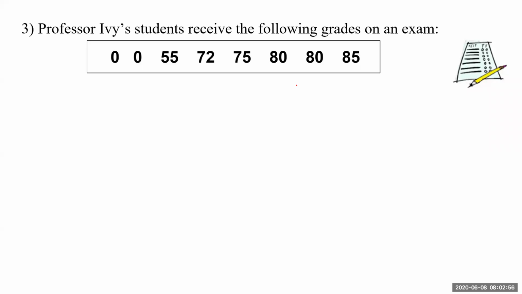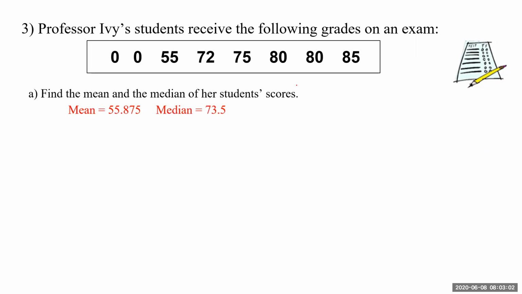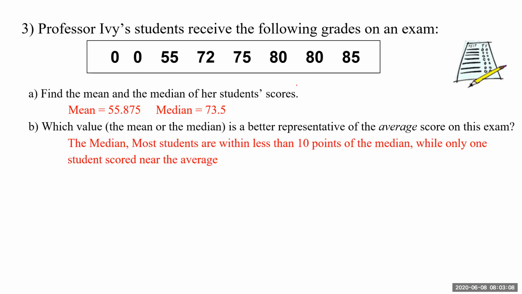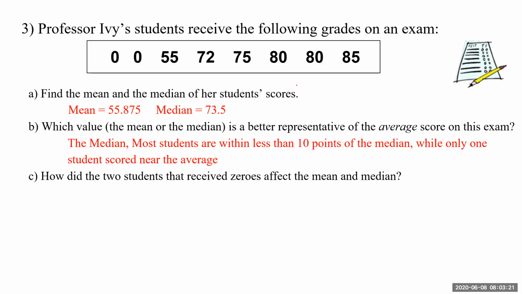Okay, now let's look at this. Professor Ivy's students received the following grades and want to find the mean and median of the students. And now we know how to do that. Now, which value is better representative of the average score on this exam? Is that okay? So the median, right? Most students are within less than 10 points of the median, while only one student scored near the average.